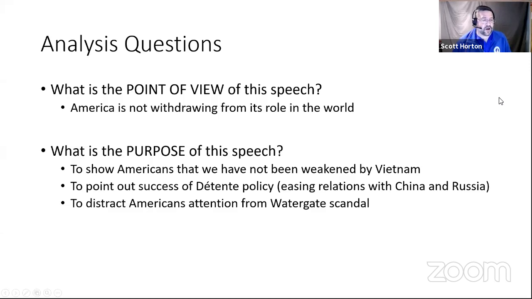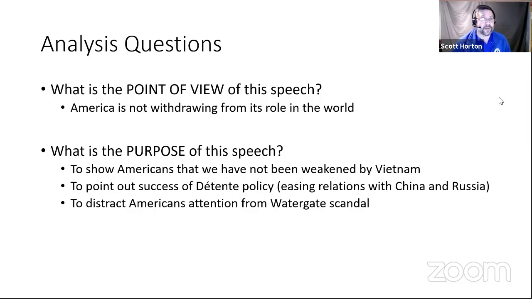The purpose of the speech, it's an inaugural address. So of course, it's the beginning of his second term as president, which is a standard practice among presidents. They give this speech to sort of introduce their next term or their first term. So there's lots of purposes here, I think you could argue. One is that he's showing Americans we've not been weakened by Vietnam, that we continue to pursue peaceful policies, for example. He's pointing out the successes of the détente policy, the policy of easing relations between the United States and Soviet Union. As I mentioned before, he makes that very famous trip to China. And eventually also makes a trip to Russia to do the same thing, to sort of ease the relationship between the two nations.